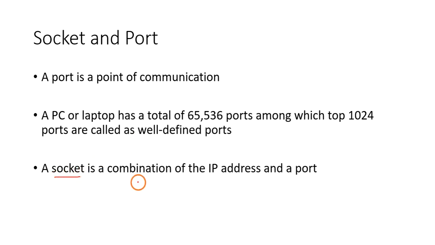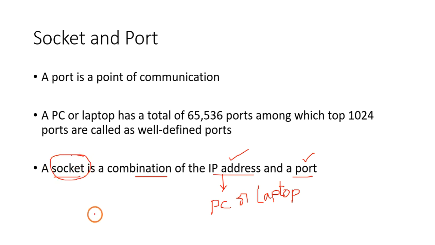Now, what is a socket? A socket is defined as a combination of an IP address and a port. Who will have this IP address? Your PC or laptop. When will a PC or laptop have an IP address? Whenever it is connected to the internet or any kind of network, it will have something called an IP address. This IP address in combination with a port is called a socket.